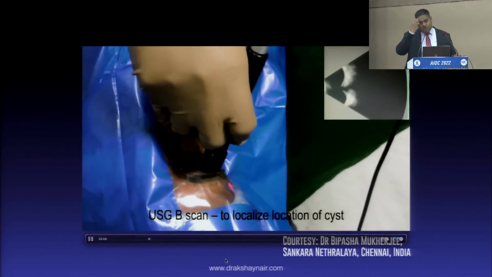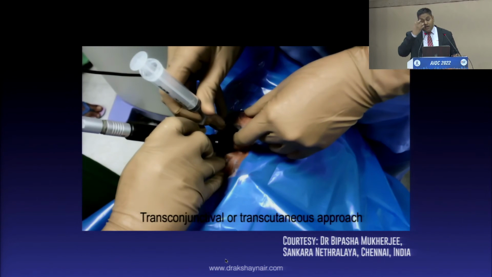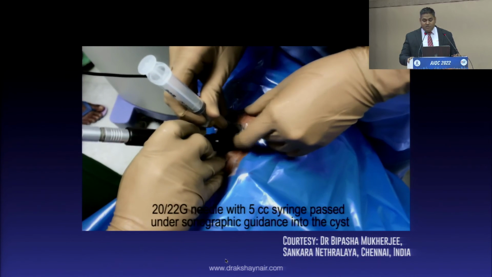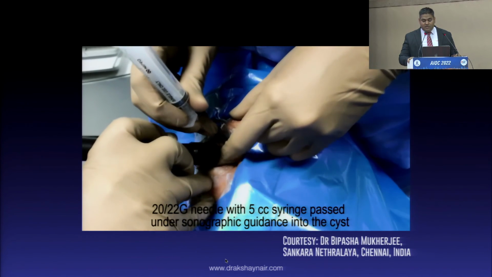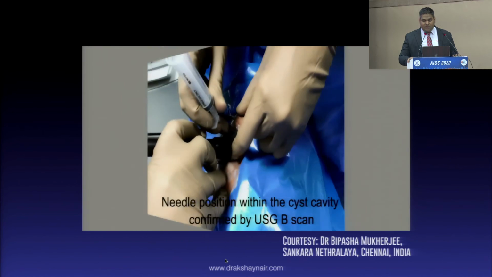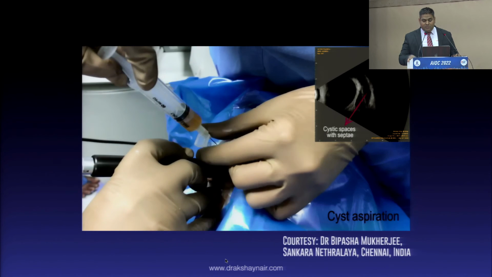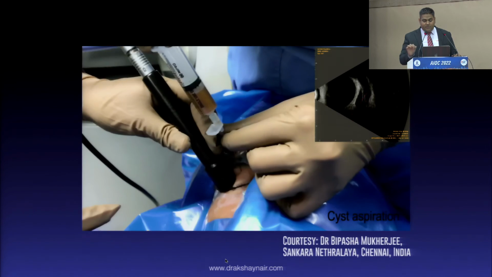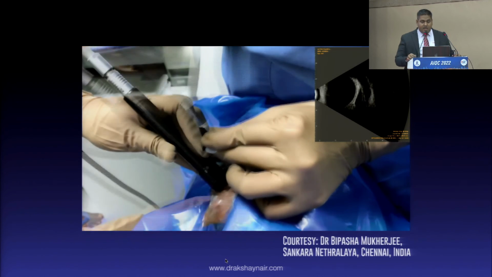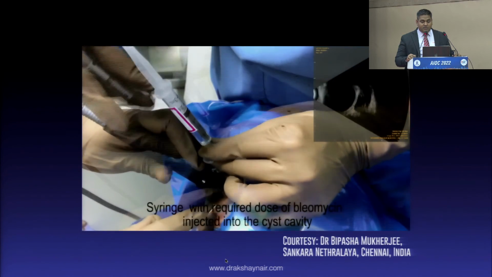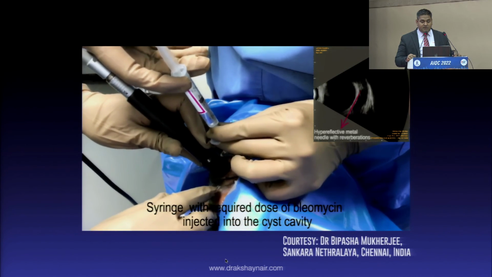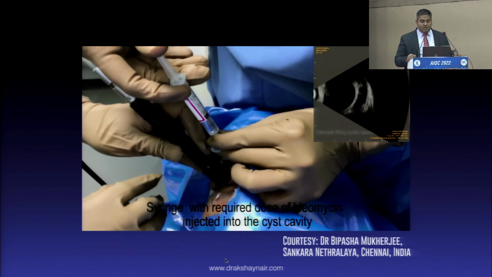This is courtesy Dr. Bipasha Mukherjee, where you can see under ultrasound guidance, you localize to make sure that the tip of the needle is within the cystic cavity, aspirate it, and then inject the bleomycin, keeping the needle still within the cavity center, and confirm that the location of the tip of the needle is in the large macrocystic lymphangioma through ultrasound.